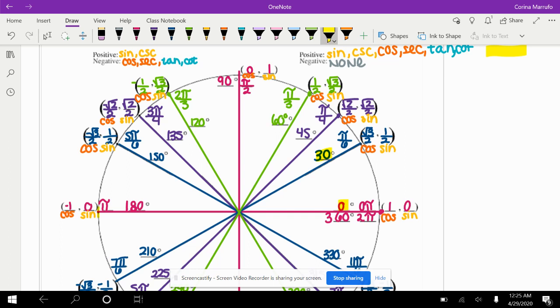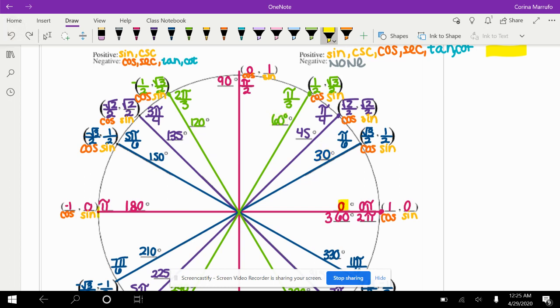Some of them are going to go by 30s and others by 45, but 30 plus another 30 gives you 60, plus another 30 gives you 90, plus another 30 is 120, plus another 30 is 150, and then so on. It goes all the way around our unit circle, okay?